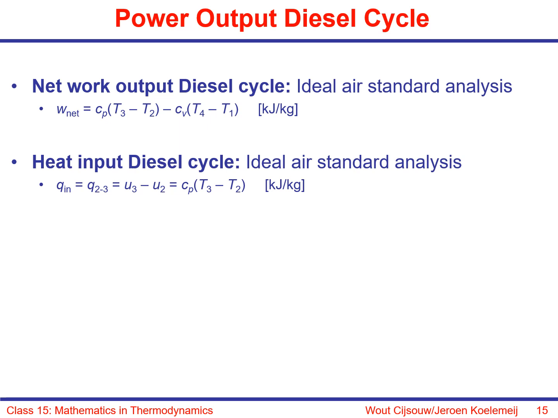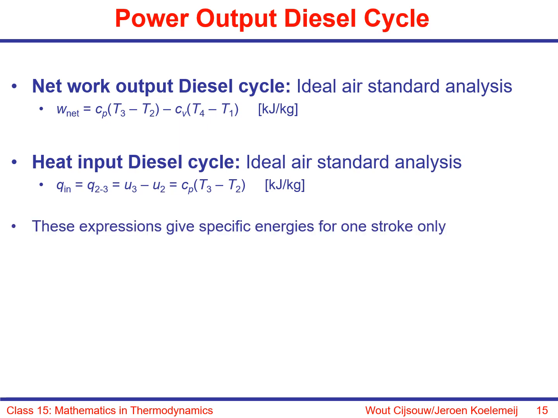So, okay, we found the net work output of the diesel cycle. That's expressed by this first equation. We derived this on the previous slides, just like the heat that goes into the diesel cycle. So we're getting close to finding the efficiency, but these are expressions that give specific energies that are valid for only one stroke, because we were looking at this idealized model.